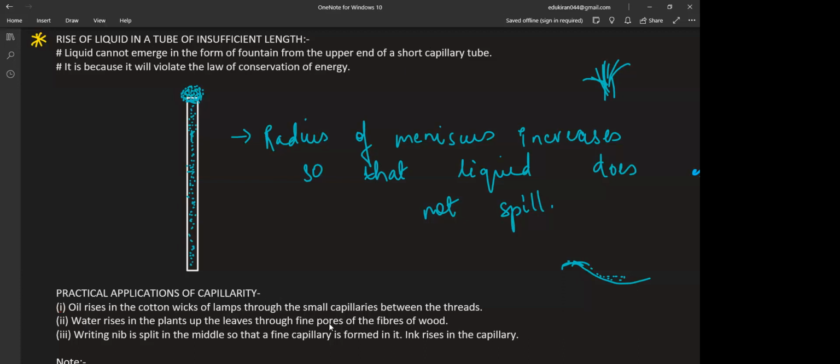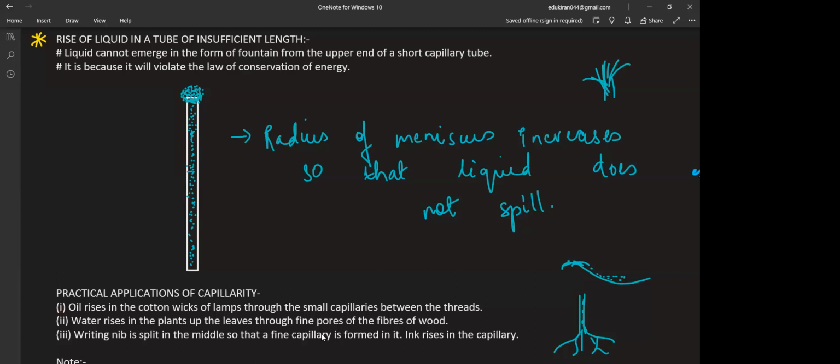Water rises in the plant's leaves through fine pores of fibers of wood. I think it is the xylem which takes up the water from the ground. And the stems are very narrow, so it takes the water up. So one application is this.